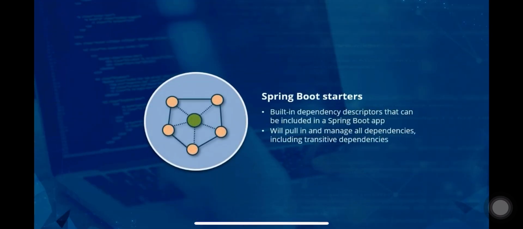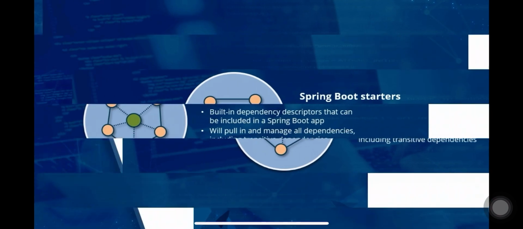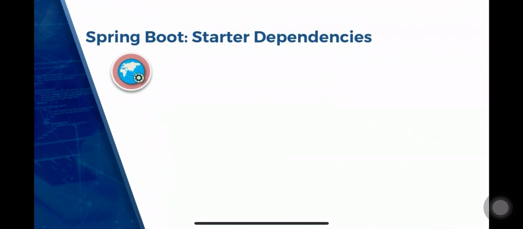These starter dependency templates are an important part of Spring Boot. So what exactly are they? These are built-in dependency descriptors that you include as a part of the pom.xml file for your Spring Boot application. A starter dependency descriptor will contain the granular dependencies and versions for all of the components that you need to build that particular kind of app. It'll pull in and manage all dependencies, including transitive dependencies. With these starter dependency descriptors, all you need to know is the kind of Spring application that you're looking to build.